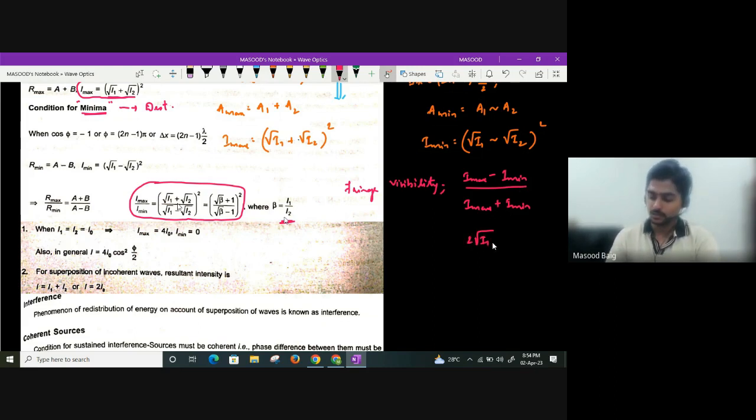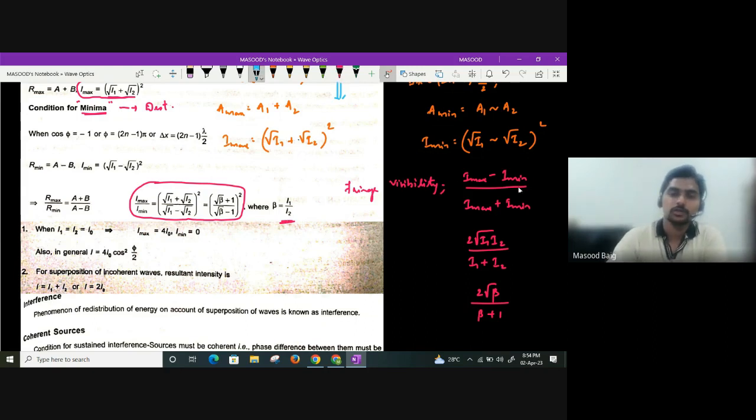And how will it be given? It will be given as 2 root I1 I2 divided by I1 plus I2, or I can write it as 2 root beta divided by beta plus 1. Clear, all of you? Beta is nothing but I1 by I2. This is your fringe visibility, given as the ratio of difference between maximum and minimum intensity to the sum of maximum and minimum intensity. Clear, all of you?